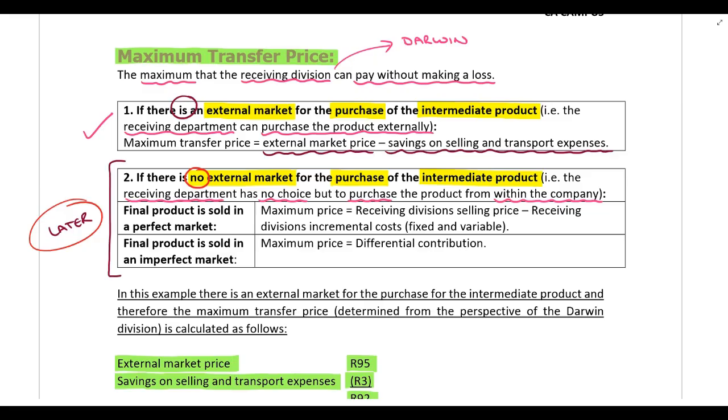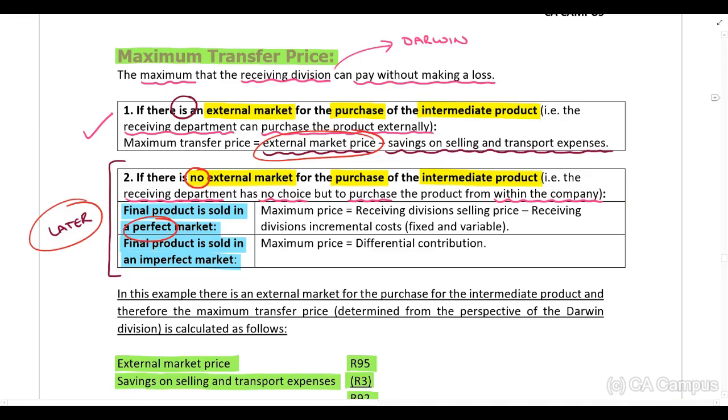So obviously, if there's no external market, you can't just use the external market price because you don't have an external market price. There's two things that can happen if there is no external market. Either the final product is being sold in a perfect market, or the final product is being sold in an imperfect market. Now, what we are dealing with in part D of the required for this question is a perfect market.